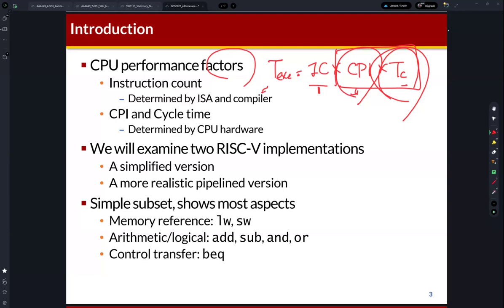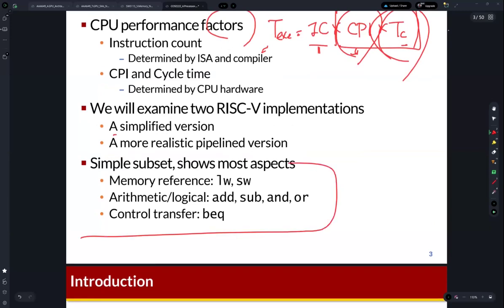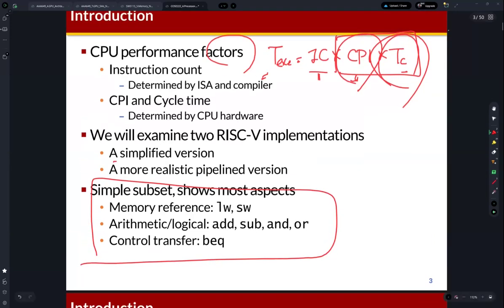And then also, we will use the RISC-V instructions, obviously, but we will use a simplified version. So I will not explain all the baseline instructions of RISC-V. Actually, in chapter 4, I will use a part of the RISC-V instructions. So these are the instructions which will be used in chapter 4.